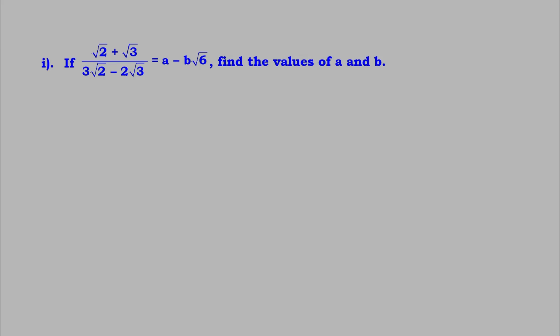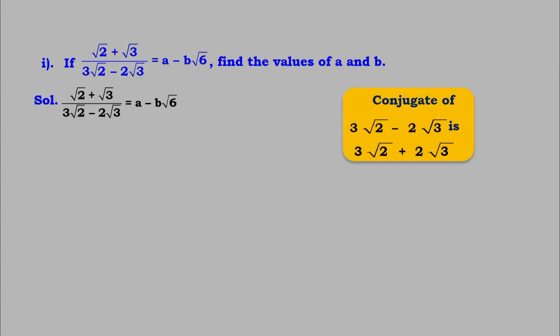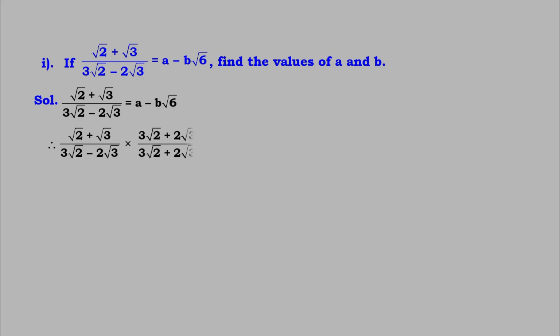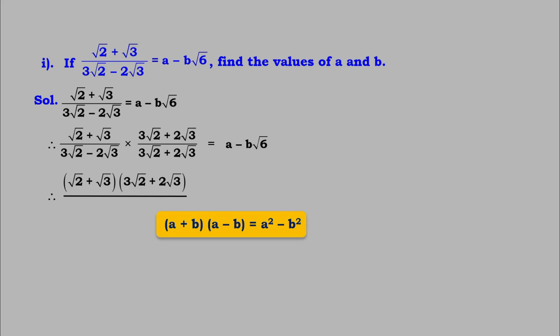Now, if (root 2 plus root 3) by (3 root 2 minus 2 root 3) equal to a minus b root 6, find the values of a and b. Okay. So first we need to find the conjugate of the denominator, that is 3 root 2 minus 2 root 3, that is 3 root 2 plus 2 root 3. And we have to multiply this in both numerator and denominator to rationalize. So now simplify this. Now apply the identity in the denominator.